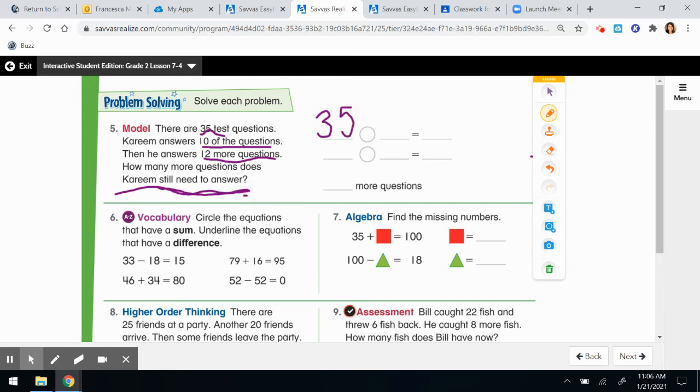To find out how many he still needs to do, we are going to be subtracting. We're taking away everything he already did. We're taking away the questions he answered to find out how many are left. So first he answered 10. 35 minus 10. You shouldn't need to regroup this to figure that out. It's just going to be 1 ten less. 35 minus 10 would be 25. So after he answered 10, he only had 25 questions left. So right now at this point, there's 25 questions to answer.